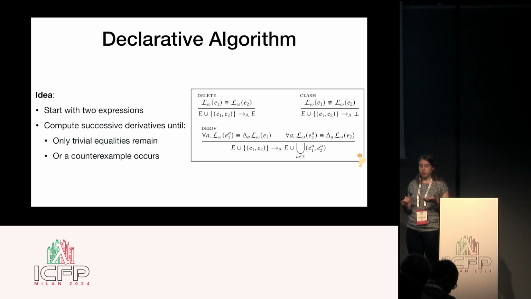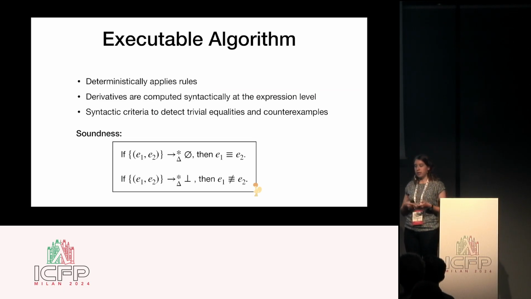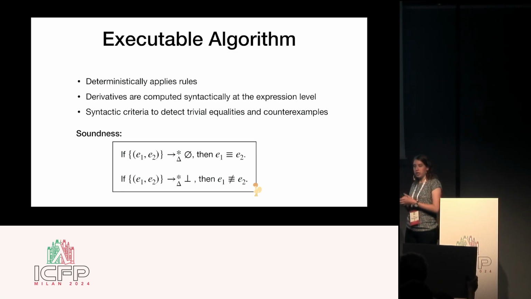We start with our two initial expressions, and then we compute the derivatives of them, until we either reach only trivial equalities, so just pairs of expressions where we immediately can see that they are definitely describing the same language, or we find some kind of counterexample and then can stop. And this is written down with these rules on the right. Then we can use these rules to write an executable algorithm, which deterministically applies these rules. Also, derivatives have the nice property that you can compute them directly on the omega regular expressions, so you don't need the languages. And to detect these derivative equalities and also the counterexample, we use some syntactic criteria.